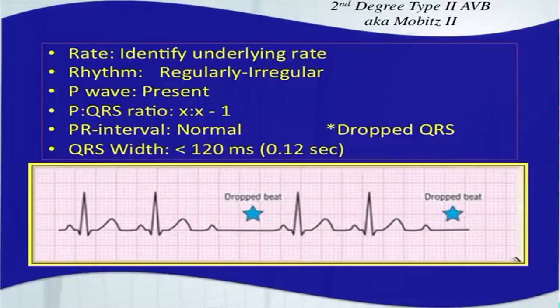Notice you do have dropped beats, okay? So this P wave occurred right where it should have, but the QRS complex is missing. Now the difference here between Mobitz 1 and Mobitz 2, this is Mobitz 2, is remember that the Mobitz 1 had the going, going, gone pattern where the PR interval prolonged.